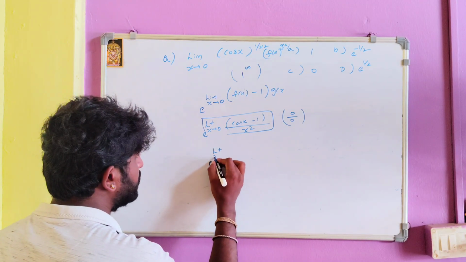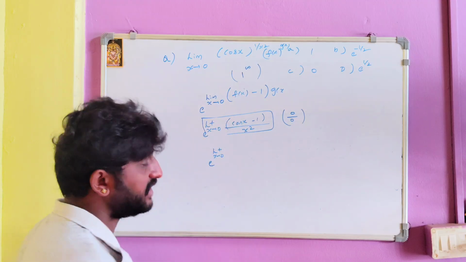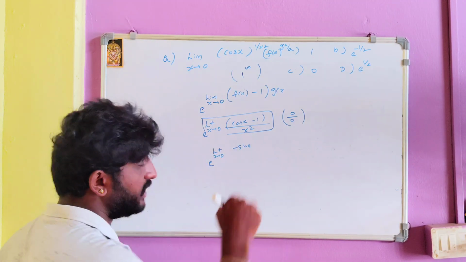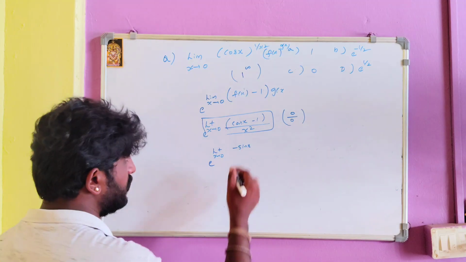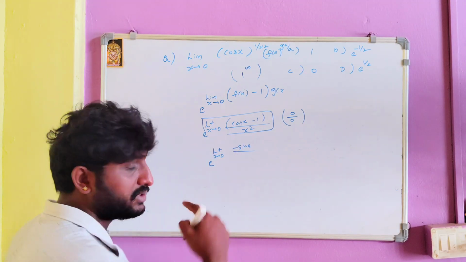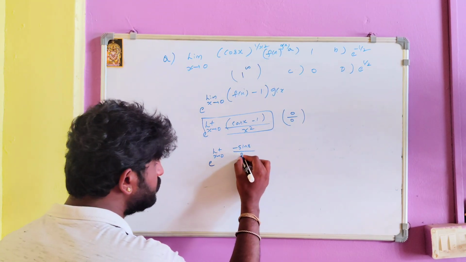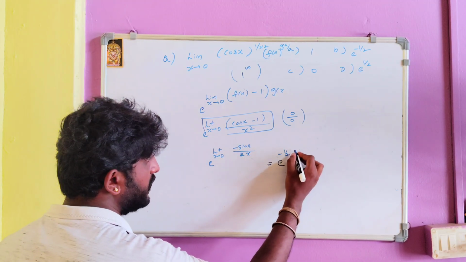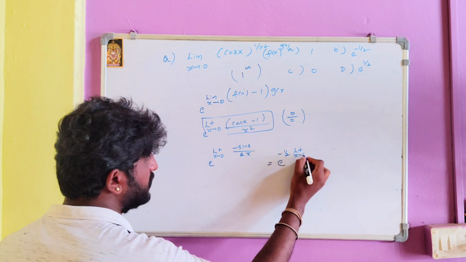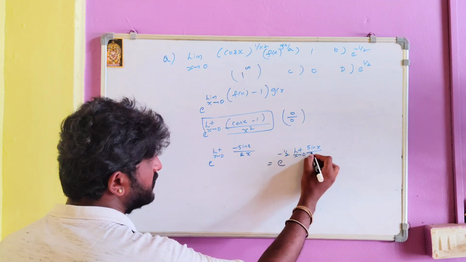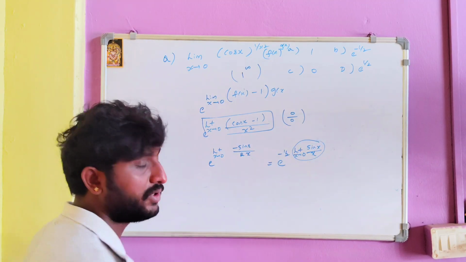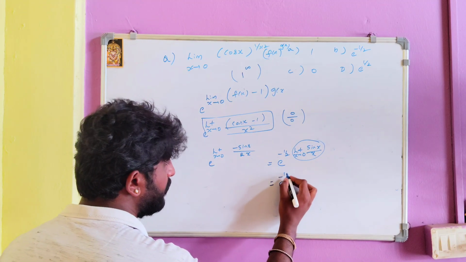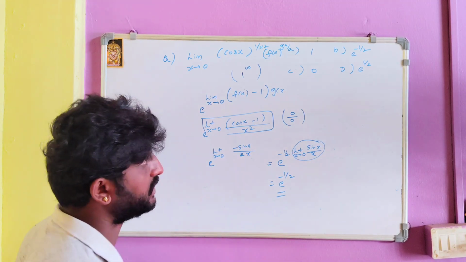e raised to power of limit x tends to 0, differentiate numerator: cos x differentiation is minus sin x, minus 1 is a constant so 0, x square differentiation is 2x. That is equal to e raised to power of minus 1 by 2, which is a constant, keep outside, limit x tends to 0, sin x by x. We know that this value is 1. Finally we get e raised to power of minus 1 by 2 as the correct answer.